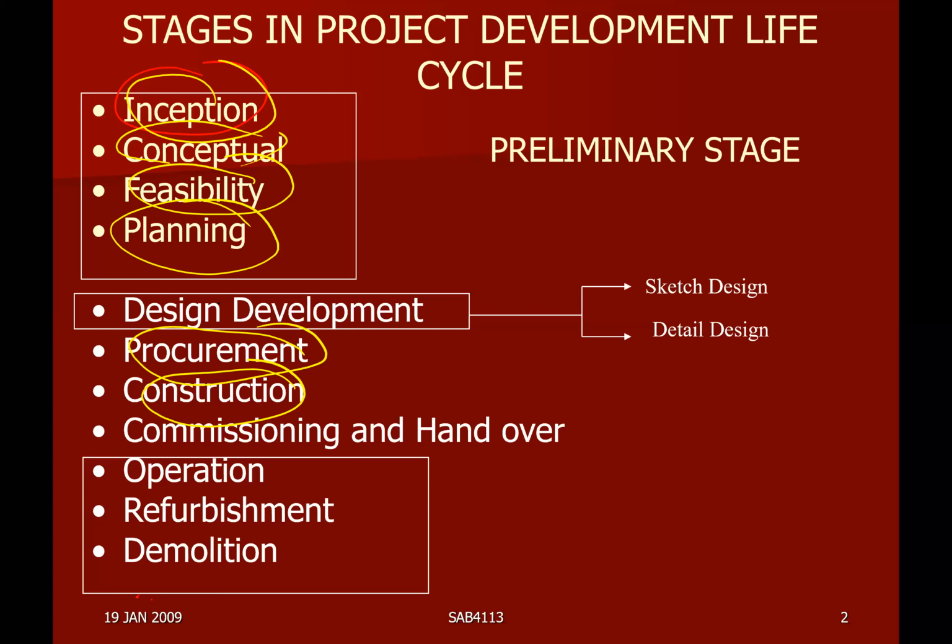Construction stage basically involves a lot of things going on. Commissioning and handover. This is what we call completion, practical completion of the project, where you will hand over to the client. But before you hand over, there are many things that you need to complete as well. Then operation, refurbishment, and demolition. Operation basically operates the facility that you already handed over to the client. Meaning to say the client will operate the facility, and that will take forever and ever until the end of the life of the project.